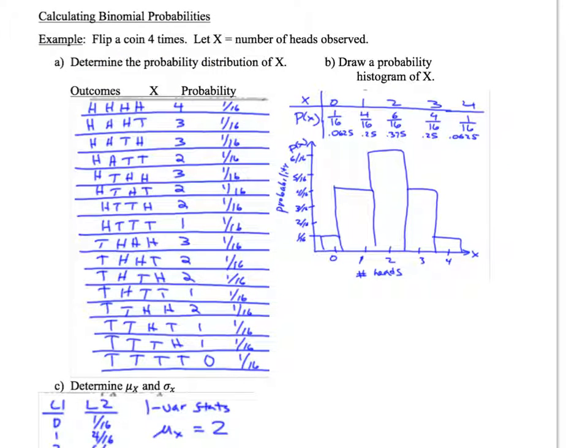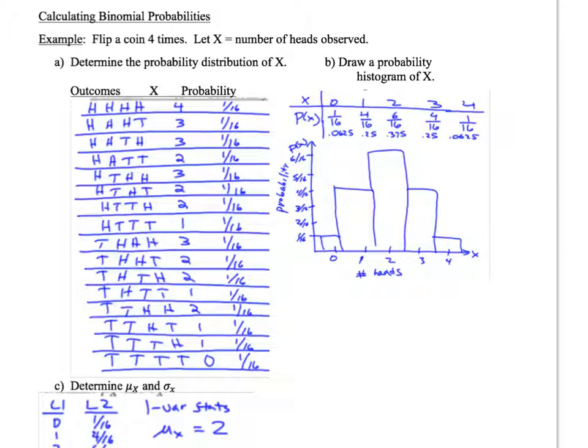Okay, I've flipped to page 21. Well, now that we know how to identify a discrete variable X as binomial, we'd like to show you some methods for calculating binomial probabilities. So first example, back to flipping coins. Let's flip 4 times and let X be the number of heads observed. Part A, let's talk about the probability distribution of X. Part B, let's draw its histogram, and then in C, let's calculate a mean and standard deviation.